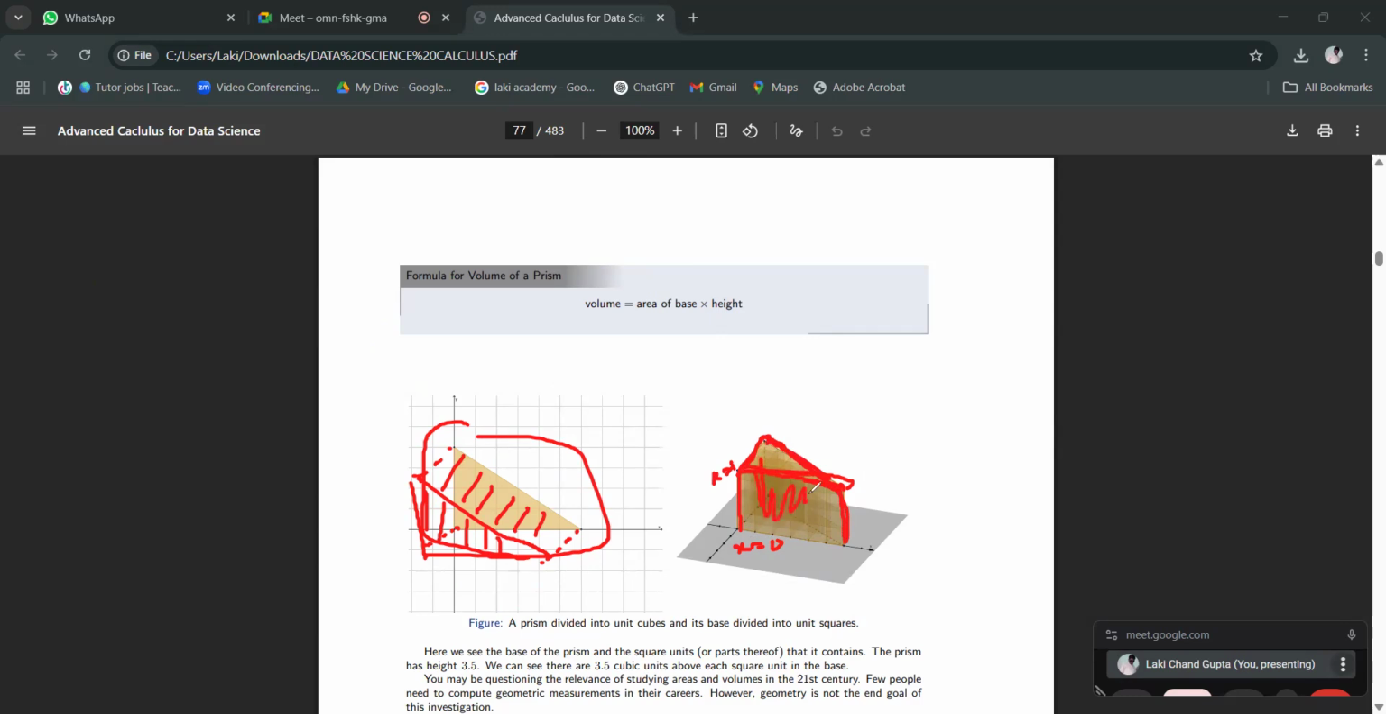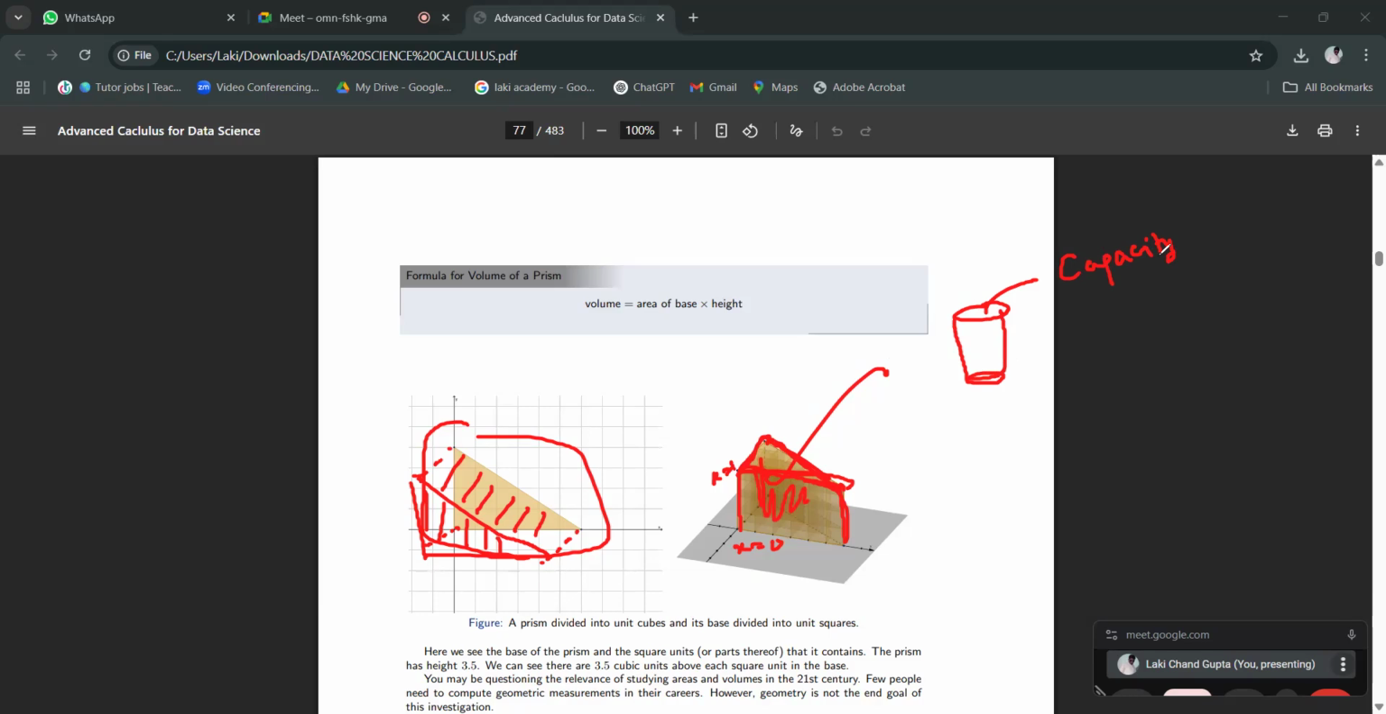And for a 3D body, suppose you want to know what is the capacity of this. Capacity of this means what? Suppose this is a glass. You are finding what is the capacity of this glass. Capacity means you want to know how many liters of water this glass can contain, right? This is called capacity. And capacity is basically what? Volume.